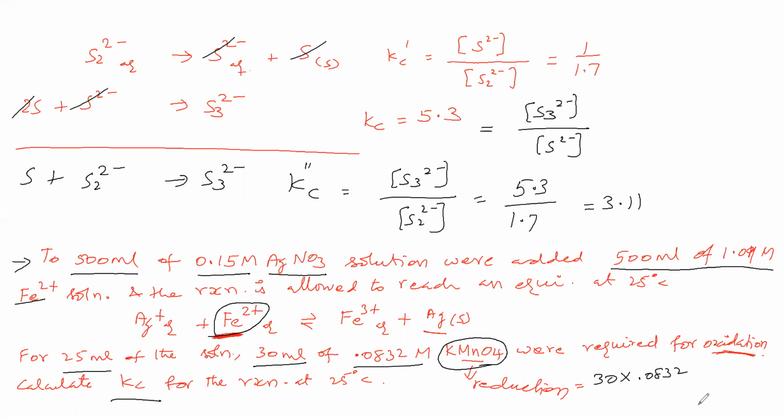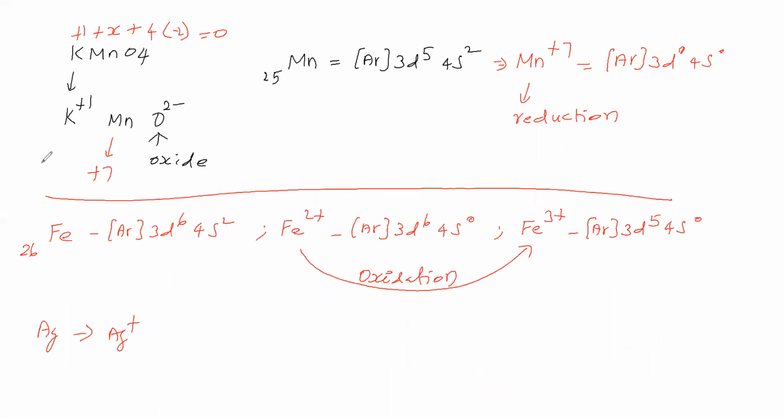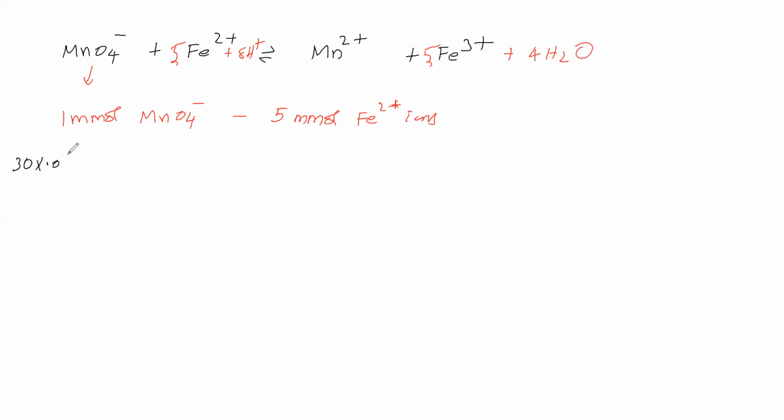So now we will take that. Potassium permanganate given is 30 into 0.0832 millimoles. This many millimoles of permanganate will react with how many millimoles of ferrous ions, that we will see. So we will find the millimoles of ferrous ions, that is equal to 5 into 30 into 0.0832. This many millimoles of ferrous ions we got.